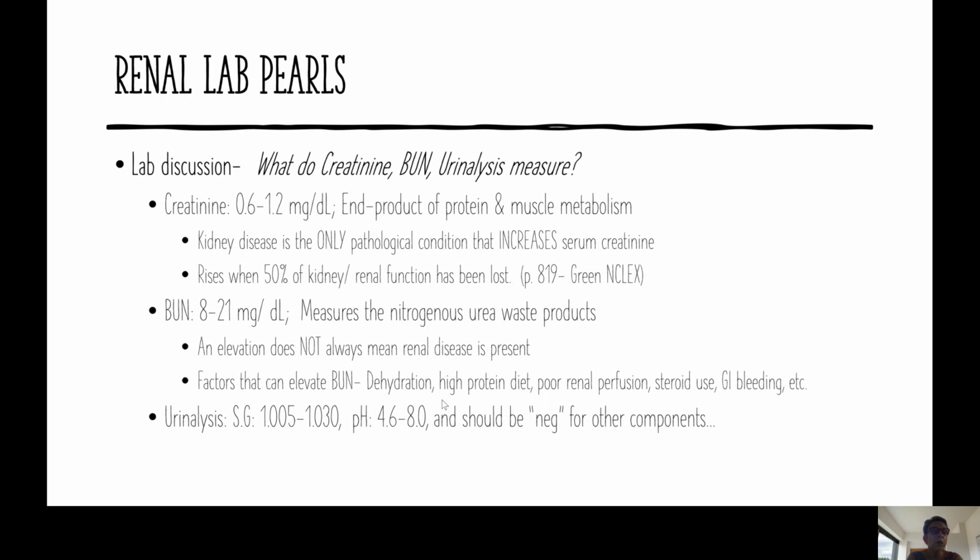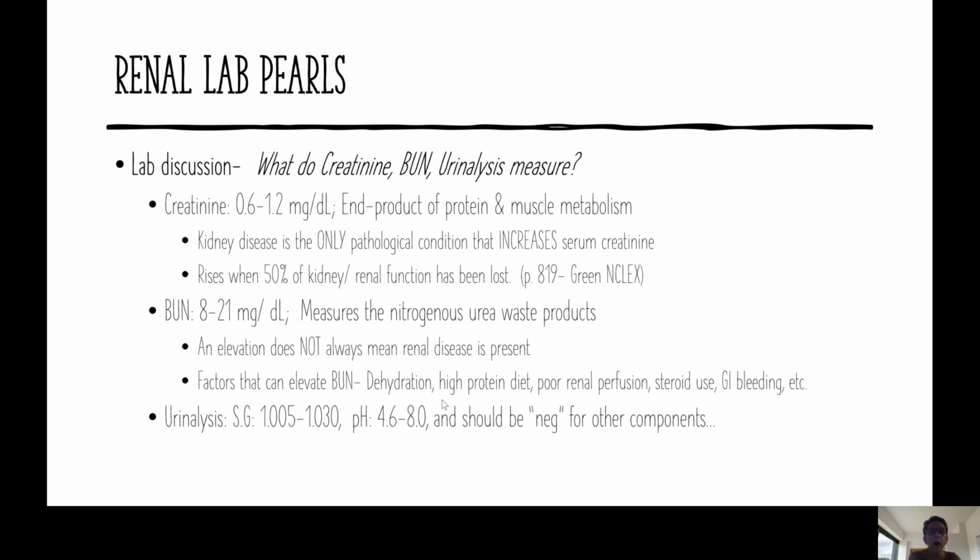BUN, you'll see that particular number, 8 to 21. Sometimes you'll see a nice round number, 10 to 20. Both are acceptable depending on what your lab in your hospital uses, but you'll find that each location is going to be slightly different. So know your normal lab values, which are always printed on your lab reports. So this measures the nitrogenous waste in the blood.